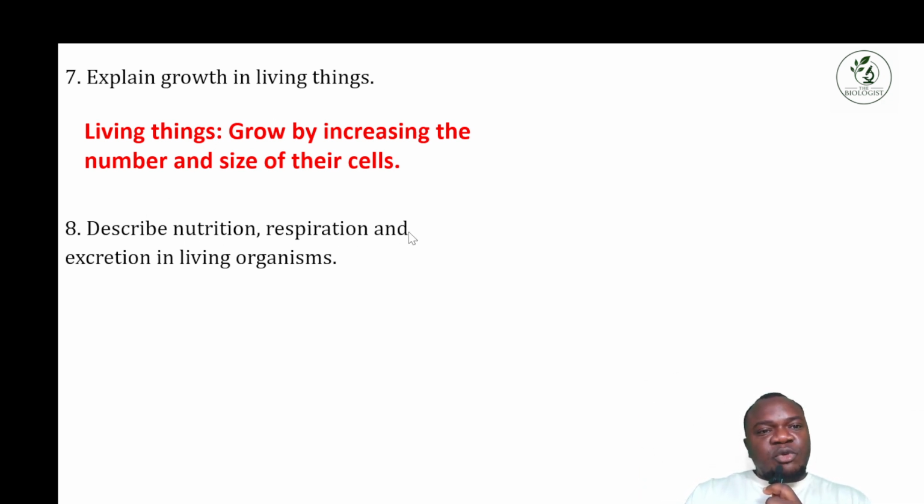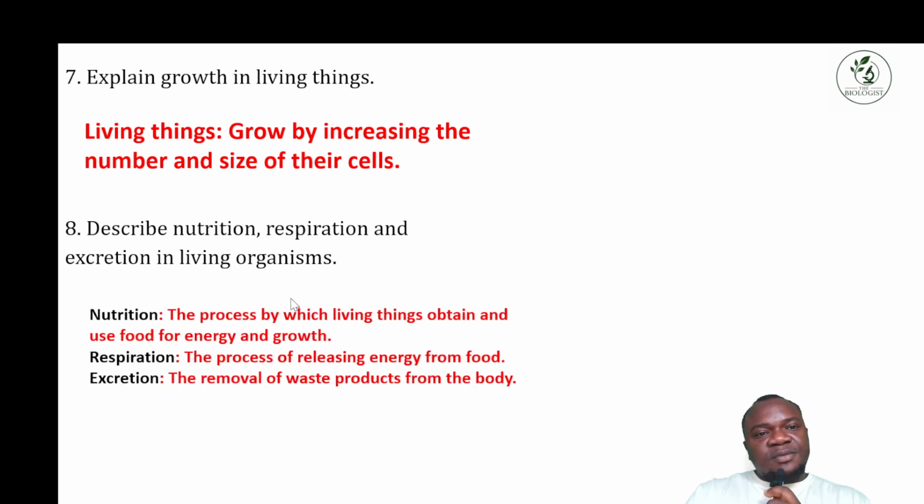Describe nutrition, respiration, and excretion in living organisms. So nutrition is the process by which living things obtain and use food for energy and growth. Respiration, the process of releasing energy from food. Then excretion, the removal of waste products from the body. So respiration, apart from releasing energy from food, is also the exchange of gases, taking in oxygen and giving out carbon dioxide. Okay, so that's still one other thing you need to understand for respiration.